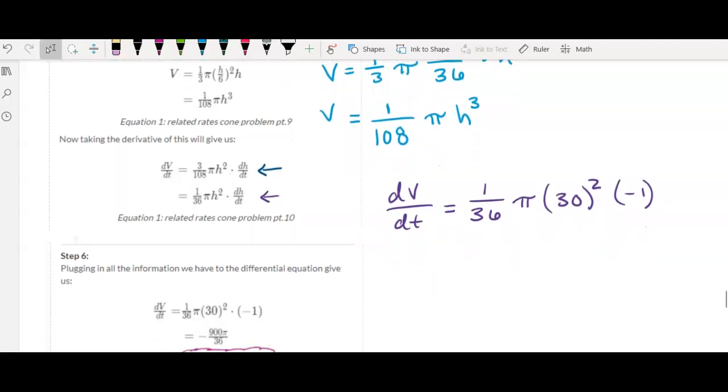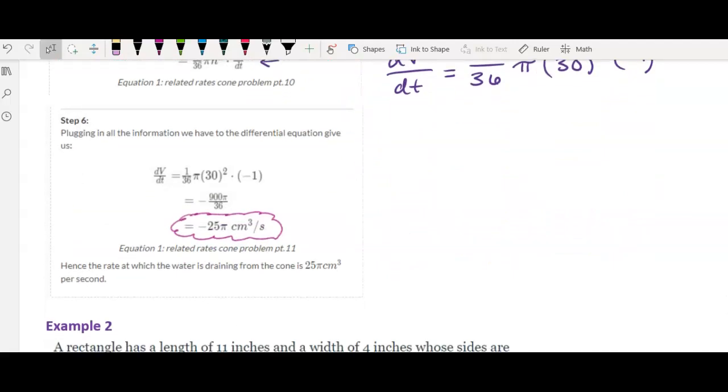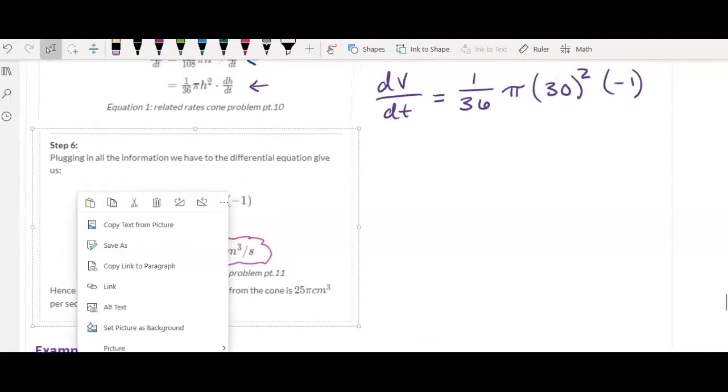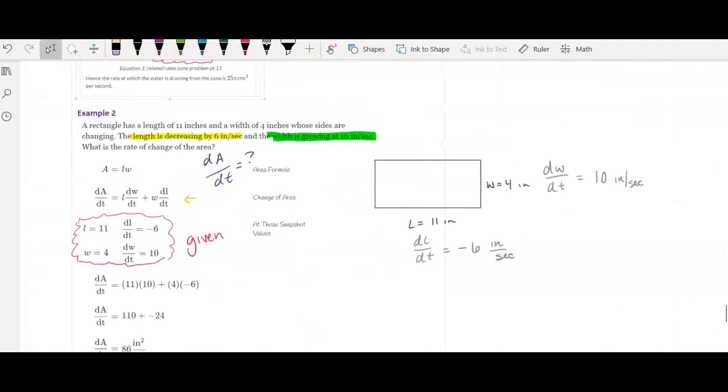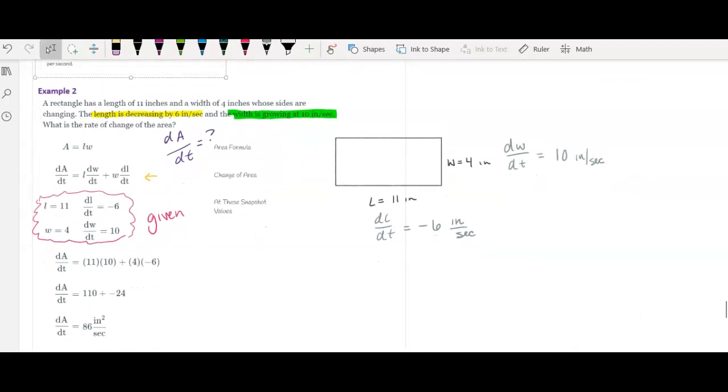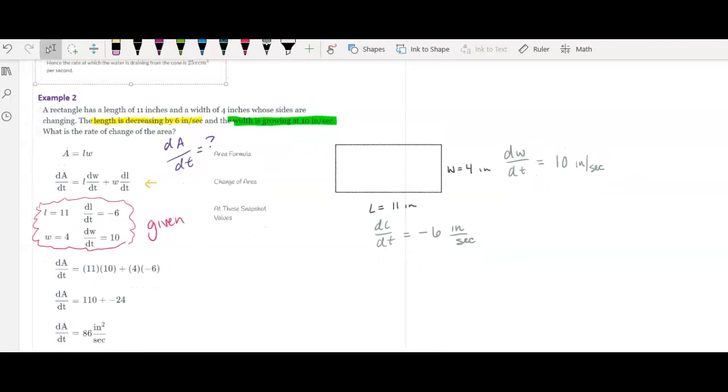Find the derivative of both sides. Sub in the known values and solve for dV/dt. So pause the video if you need to finish that problem. I'm going to show you the next one. Example 2, again, pause it so you can finish this problem.